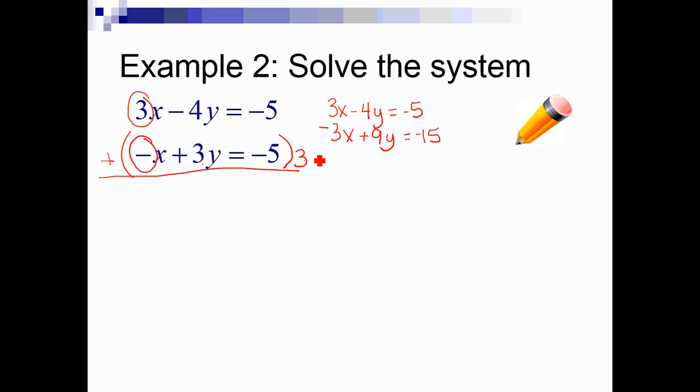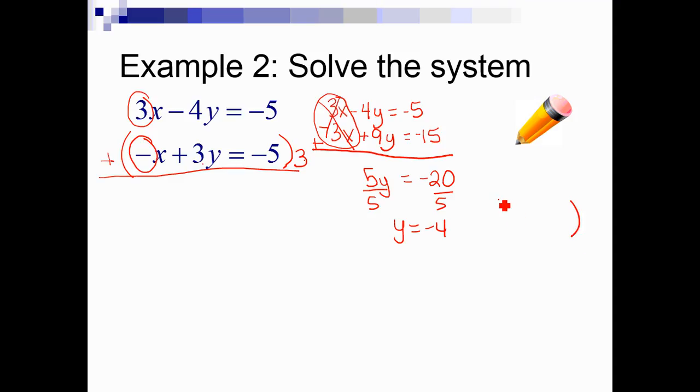So I just multiplied that whole bottom row there by 3 from its original equation, and now when I go to add them, look at what happens. 3x and negative 3x now cancel each other out, and we can go ahead and add our y's together. I'd have 5y equals negative 20 if you add the negative 5 and the negative 15. Divide by 5, y is negative 4. So I know I have a negative 4 for the y value.